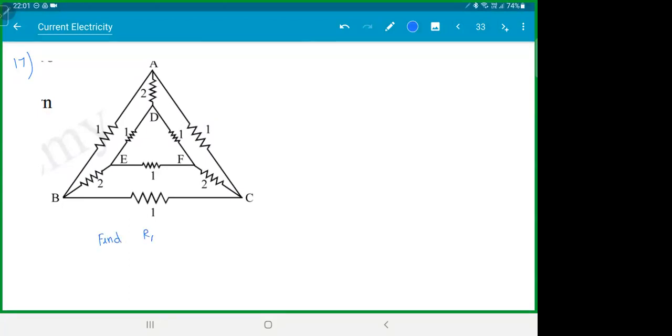Find RAD. B, I'll give you as a homework. You can find RBC. Let's do AD right now. What if you put the battery between A and D? You can put the battery between A and D, B and C, B and E, AB actually is all same. These are the only two types you have actually. AD, BE is same.